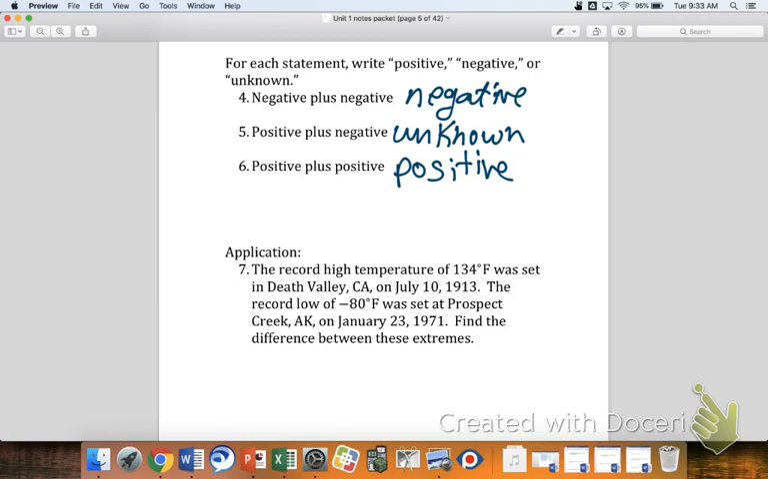All right, here we go. It says the record high temperature of, oh my goodness, can you imagine? Pretty crazy. The record low, again, can you imagine? Pretty huge extremes. It says find the difference between these extremes. So there's a really key word in there. I'm going to underline what we're supposed to do. It says find. That's a key indicator of what we're supposed to do. It says find the difference between these extremes. Within that sentence, there's one really key word that tells us exactly what to do. Do you know what it is? Difference.